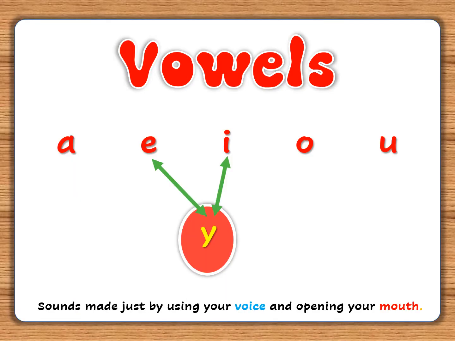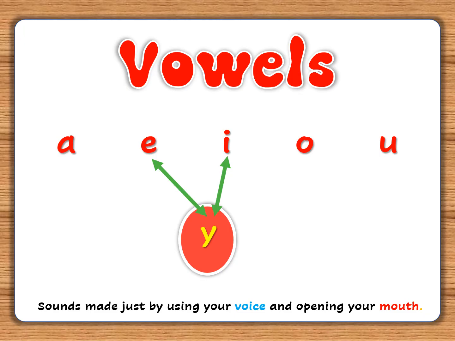So the vowels are A, E, I, O, U and sometimes Y. Now we say Y only when the Y pretends to be the E or it may pretend to be the I. So that's why we say Y is sometimes a vowel.